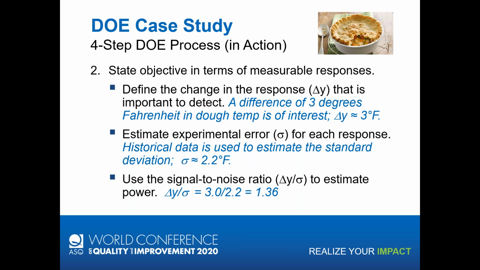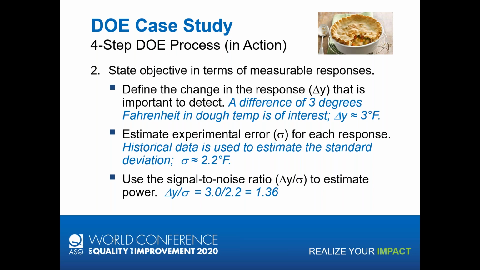Number 2 is the trickier part. Now we're going to start thinking about the responses, the measured response. And here, as stated in the objective, they are focusing on the dough temperature. So they're closely monitoring the temperature, and they need to define the minimum change in this dough temperature that's important to detect, meaning the software would say, hey, this amount of change in the dough temperature is statistically significant and you need to take notice of this.